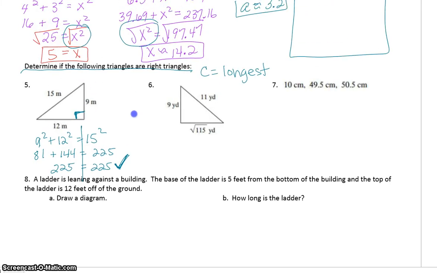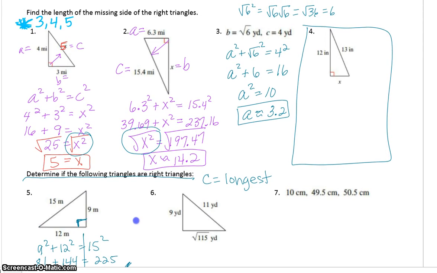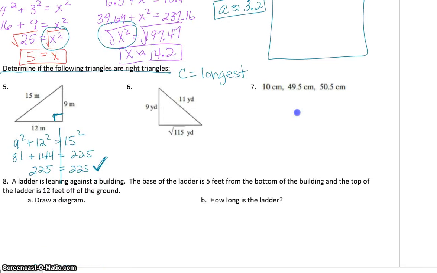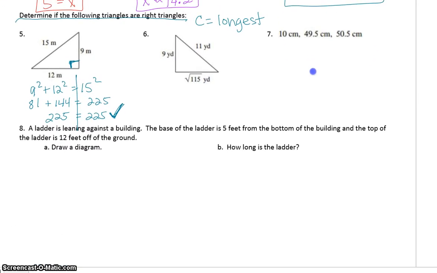Now, if you recall, I gave you a Pythagorean triple, 3, 4, 5. This is a multiple of that. If you multiply 3, 4, and 5 by 3, you get 9, 12, 15. All right, number 6. We have 9, 11, and the square root of 115. Well, what is the square root of 115? The square root of 115 is 10.7.